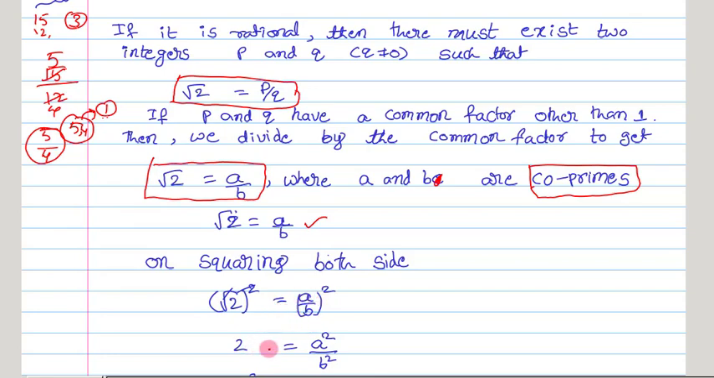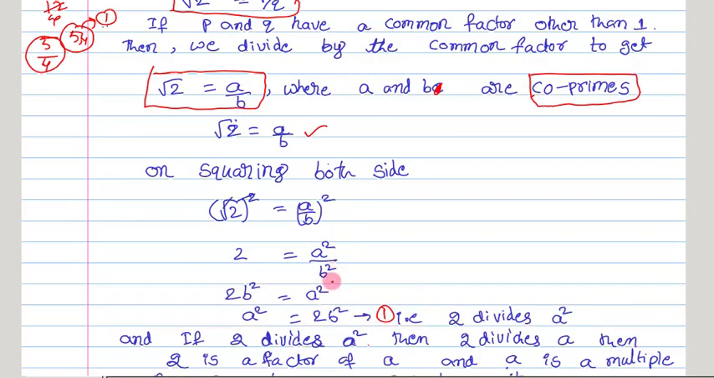This can be written as 2 is equal to a square by b square. Now on transposing this b square to the other side of the equation, this can be written as 2b square is equal to a square. On rearranging the terms of this equation, this can be written as a square is equal to 2 into b square. Let us call it equation 1.